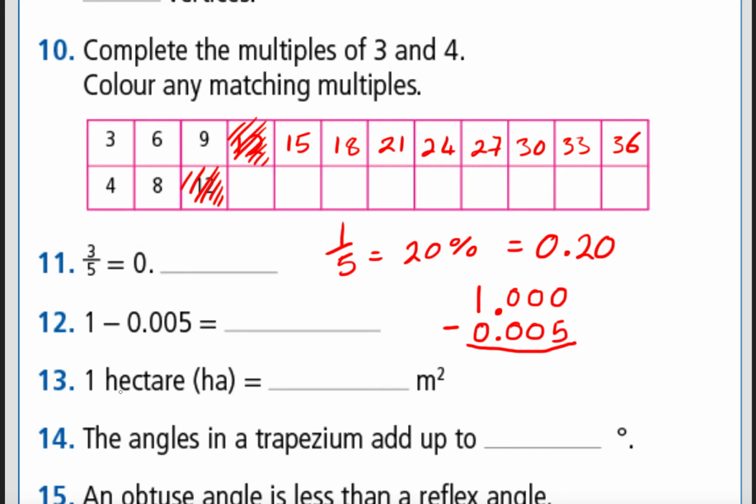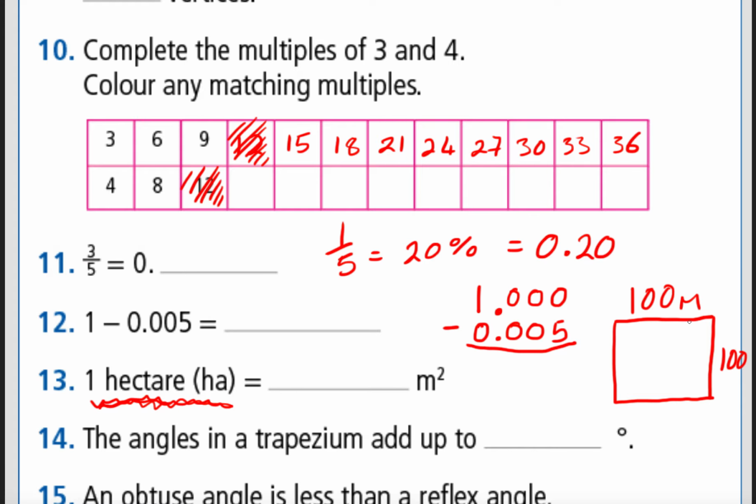Number 13. Now this one you haven't done before, so there's no way you'd know the answer for this, or I don't think most of you will. 1 hectare, or HA for short, 1 hectare is how many meters squared? Now 1 hectare is an area that is 100 meters across and 100 meters down. So it's basically a square that's 100 meters by 100 meters.